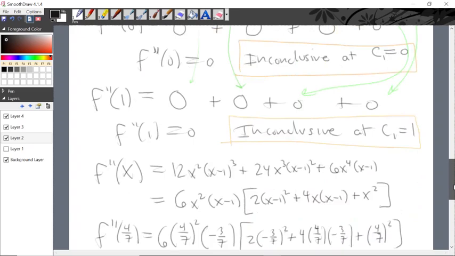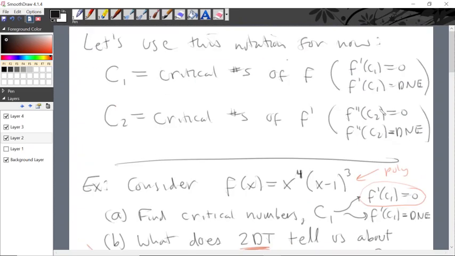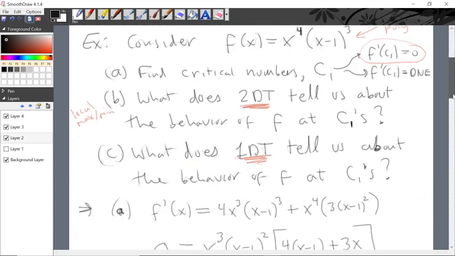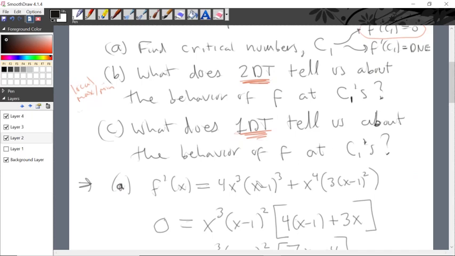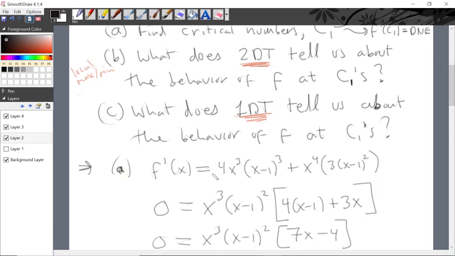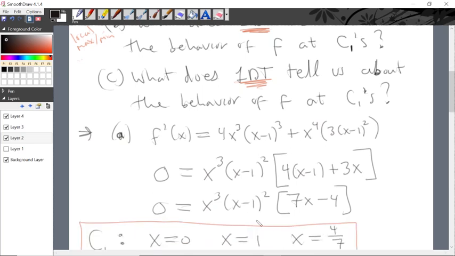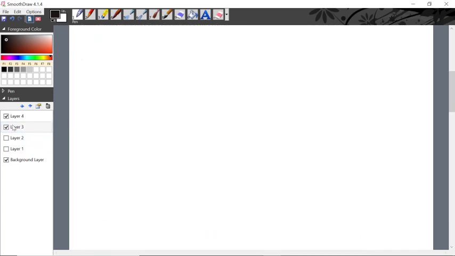Right, now part C. Part C was, what does the first derivative test tell us about the behavior of f at the critical numbers? So the first derivative was this, 4x cubed, x minus 1 cubed. I'll take this one right here: x cubed times x minus 1 squared times 7x minus 4. I'll go to a new layer. So f prime of x.